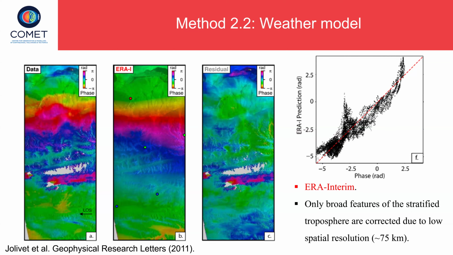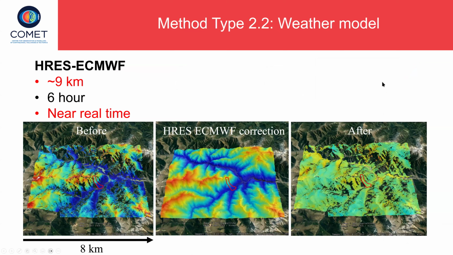And this is another example using the high resolution weather models, 9 kilometer spatial resolution. So the original one and the correction map, the estimated delay map. Then the right-hand side is a map after correction. You can clearly see it's much cleaner after correction using these observations, which works very well.